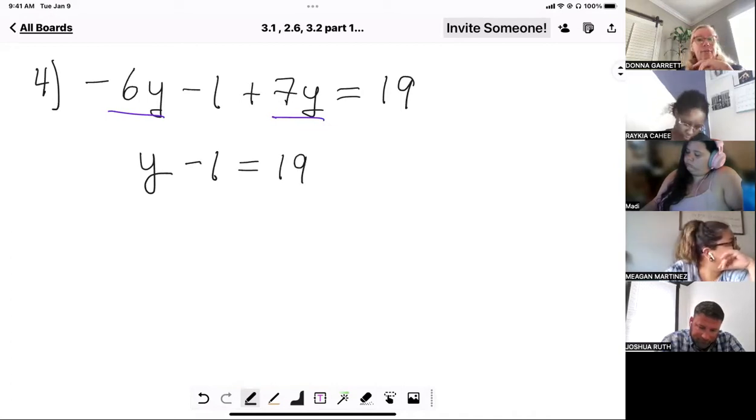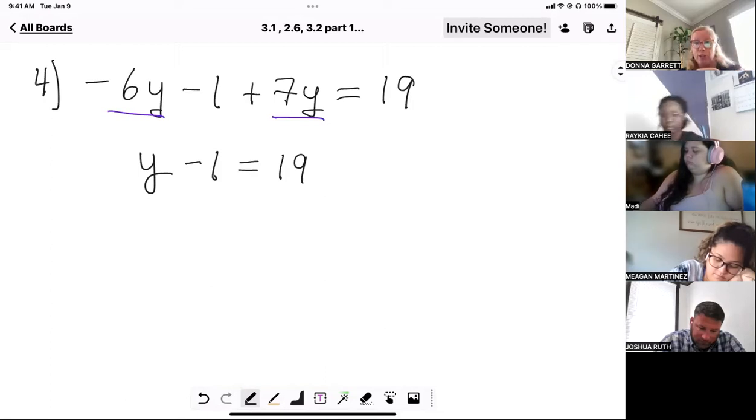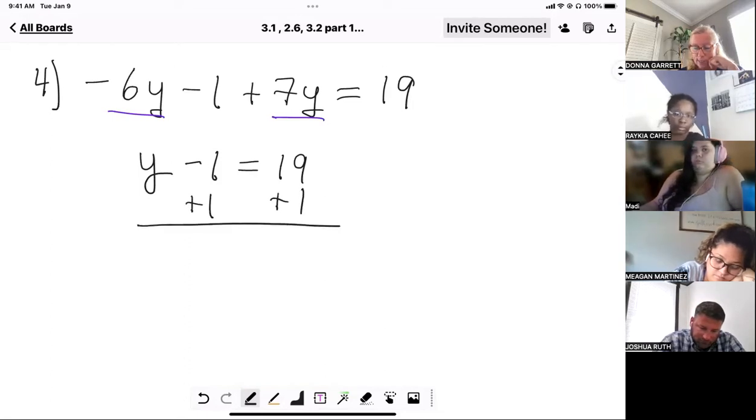And now we have everything simplified. There's nothing else I can do, no more like terms to combine. So now I'm going to solve for y. I have a minus 1. I need to move it to the other side so I get y by itself. So I'm going to do the opposite, which is adding 1 to both sides because it's equal. To keep it equal, whatever I do to one side, I have to do to the other side. y is equal to 20.